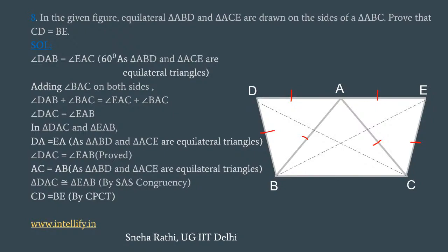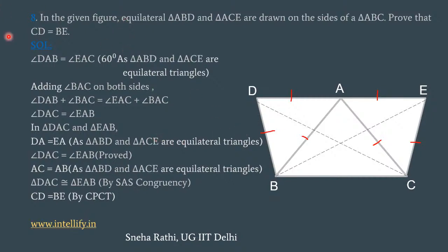Now angle DAB will be equal to angle EAC, which is 60 degrees. Now we need to add angle BAC on both sides. So angle DAB plus angle BAC is nothing but angle DAC. And angle BAC plus angle CAE is nothing but angle EAB. As you can see here, angle DAB plus angle BAC is angle DAC and angle EAC plus angle BAC is angle EAB. Now consider two triangles, DAC and EAB.